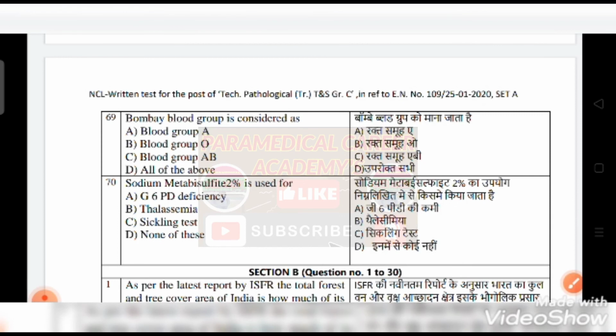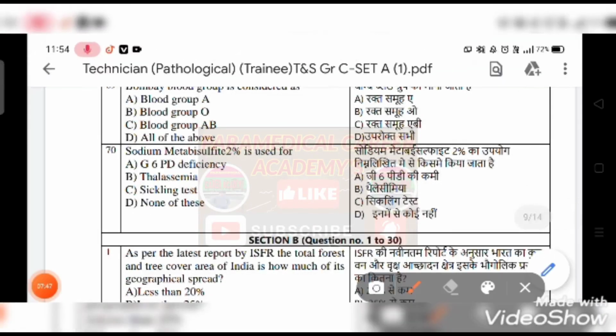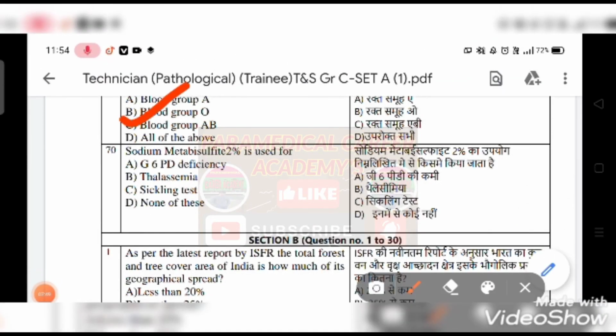69th question. Bombay blood group is considered as, answer is B, blood group O. 70th question. Sodium metabisulfite 2% is used for, answer is C, sickling test.